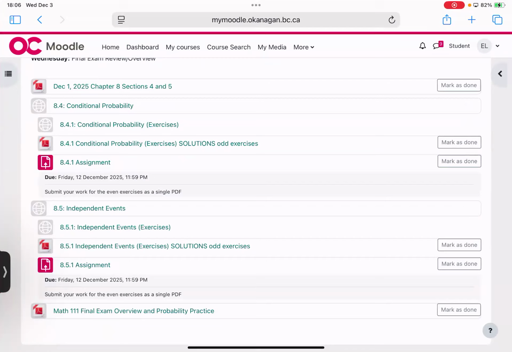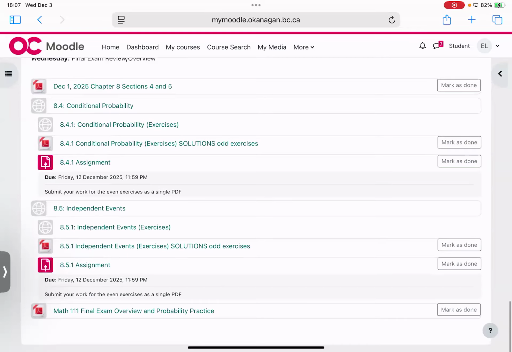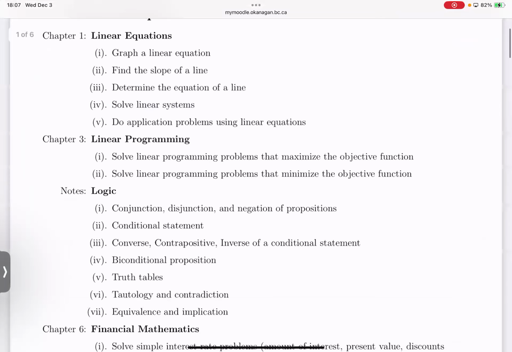So, at the very bottom of our Moodle page for today, we're going to do the final exam review overview. It's more of an overview. And then we'll do some probability practice problems, which I handed out. If you want the PDF, it's posted at the very bottom there. It looks like this, and that's what we'll be working through.